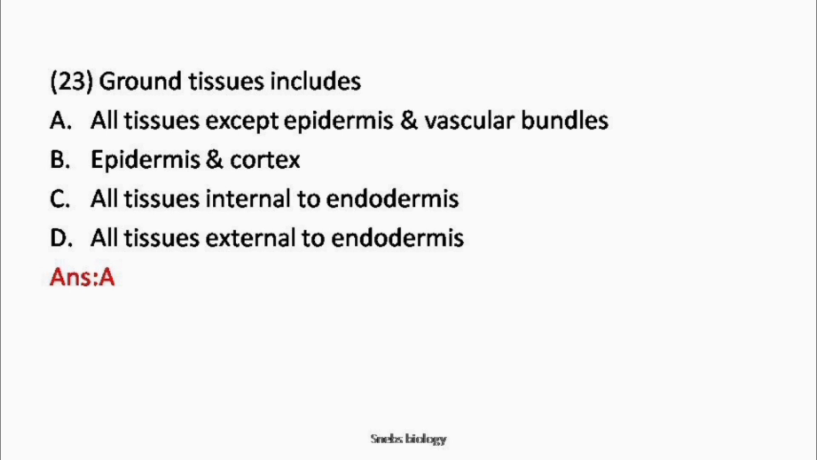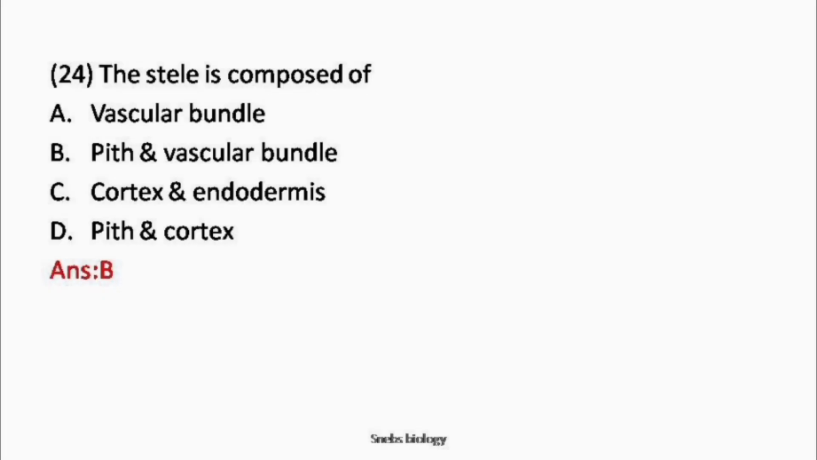Next, question number 24. The stele is composed of option A vascular bundle, option B pith and vascular bundle, option C cortex and endodermis, option D pith and cortex. So, stele is composed of pith and vascular bundle. On the basis of orientation of xylem and phloem, the vascular bundles of stele are classified as collateral, bicollateral and concentric. Pith is formed of large parenchymatous cells. So the correct answer is option B, pith and vascular bundle.